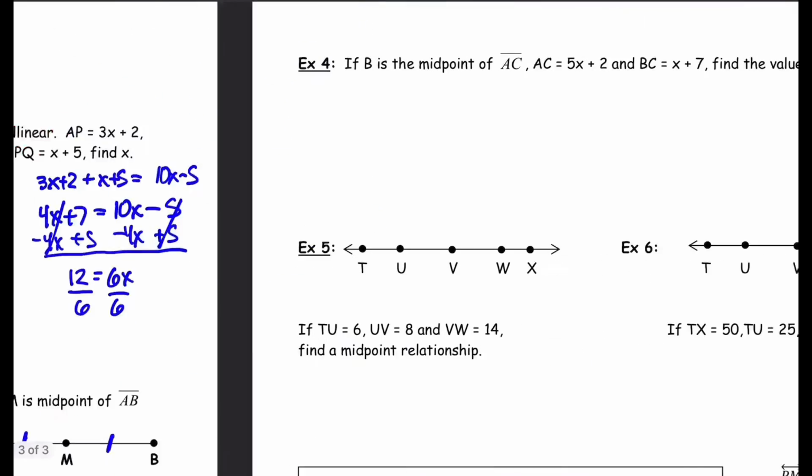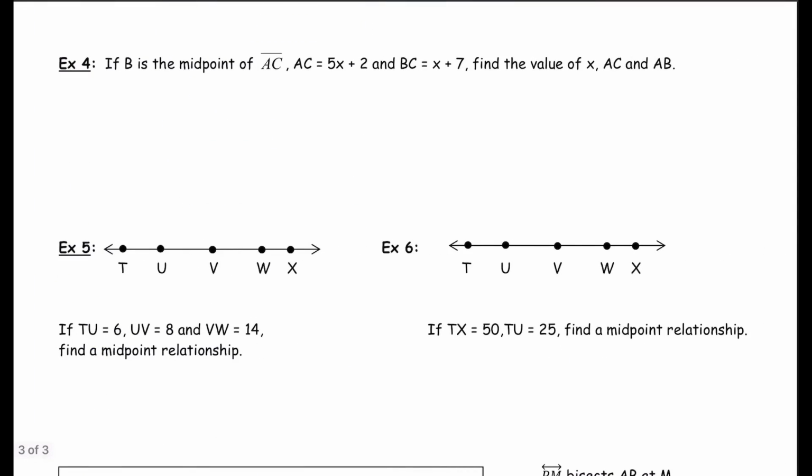Okay, let's do some more midpoint work. This one's going to be probably the most challenging problem because you need to set up your own diagram. It says here, B is the midpoint of AC. So B is in the middle of segment AC. All right, so there's A. Go all the way across here. There's C. There's segment AC. B has to be in the middle. So that's what I need to do first.